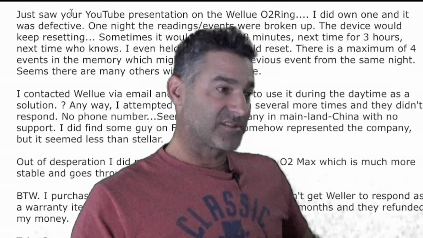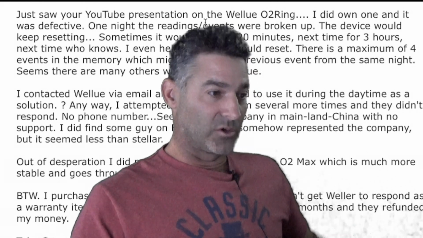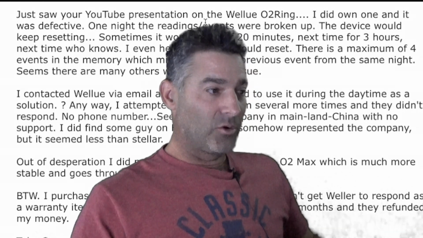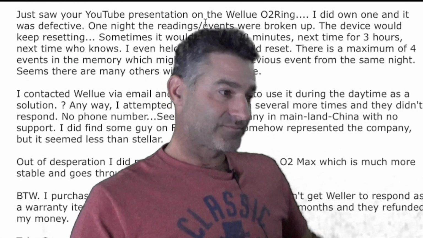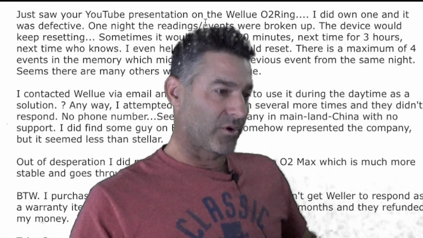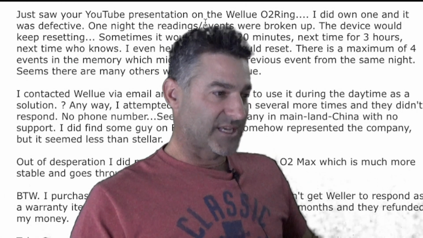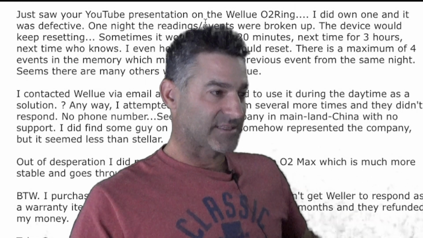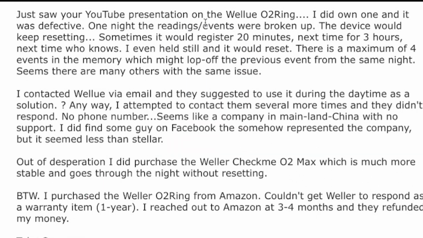So, Jason, just saw your YouTube presentation on the Wellue O2 ring. I did own one and it was defective. One night the readings and stuff were broken up. The device would keep resetting. Sometimes it would register 20 minutes, next time 3 hours, and who knows. I even held still and it would reset. There's a maximum of 4 events in the memory which might lop off the previous event the same night. Seems there are many others with the same issues.